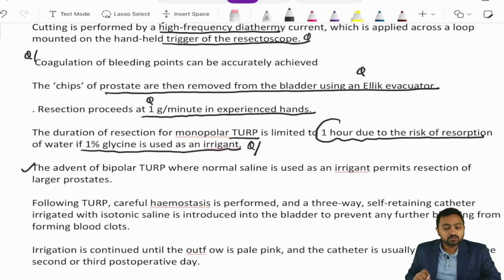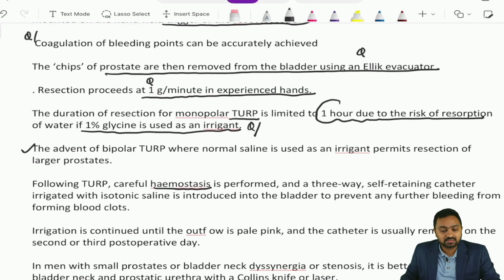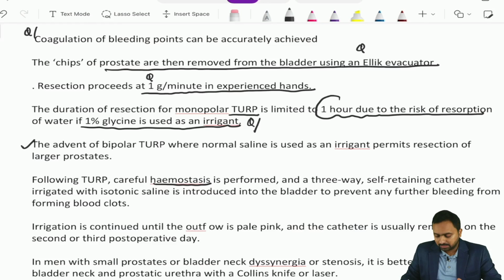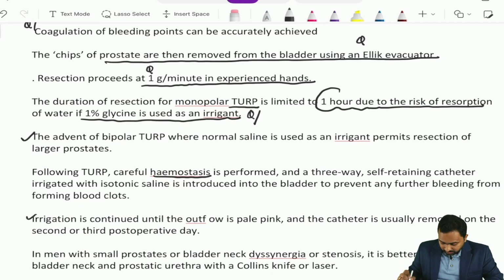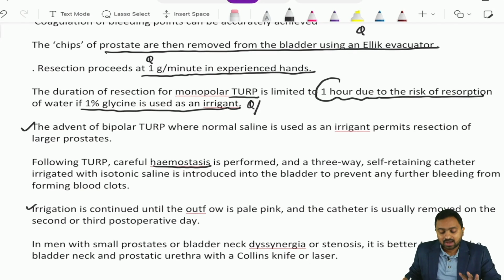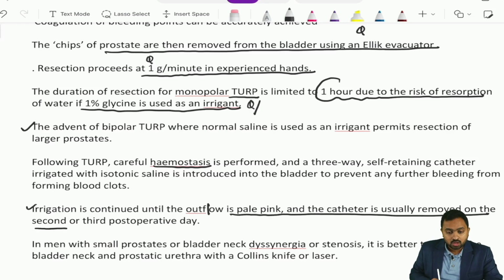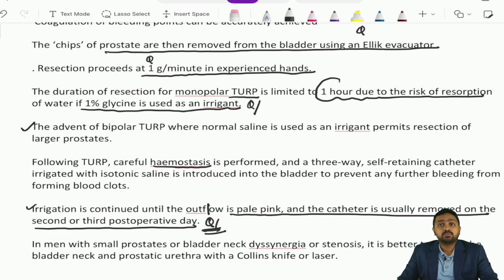So, following TURP, careful hemostasis is performed and a 3-way self-retaining catheter is introduced into the bladder and irrigated with isotonic saline to prevent any further bleeding and formation of blood clots. Now, the irrigation is continued until the outflow is pale pink and the catheter is usually removed on the second or third post-operative day. So, this is also a very important question that is asked: when is the catheter removed following prostatectomy? It is usually on the second or third post-operative day.